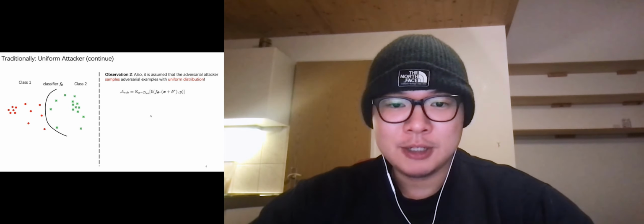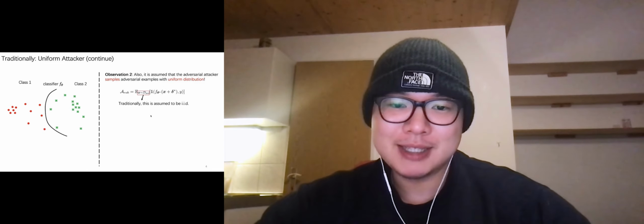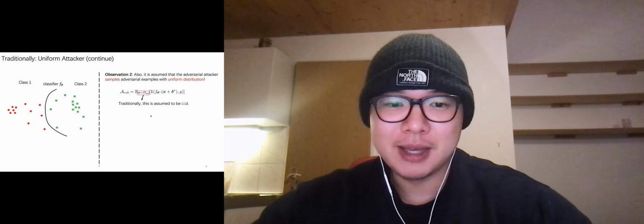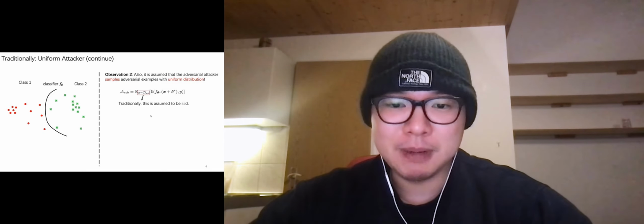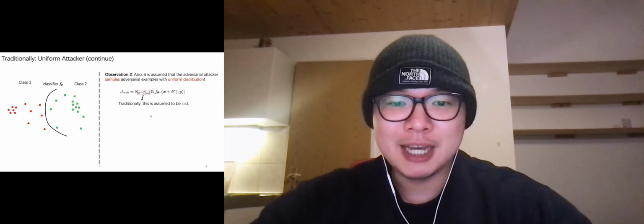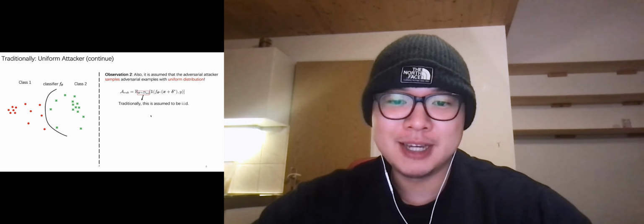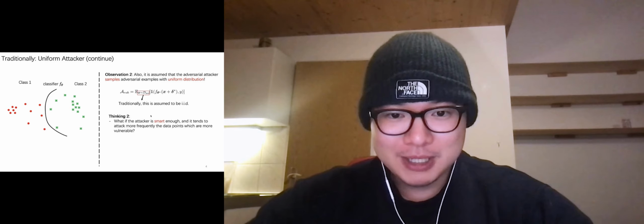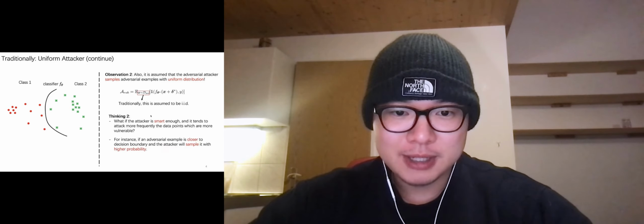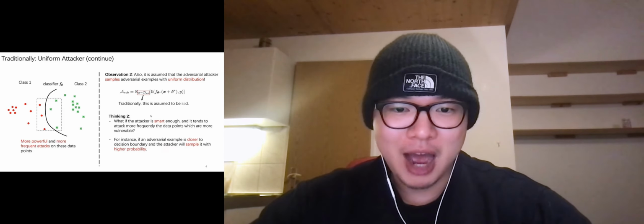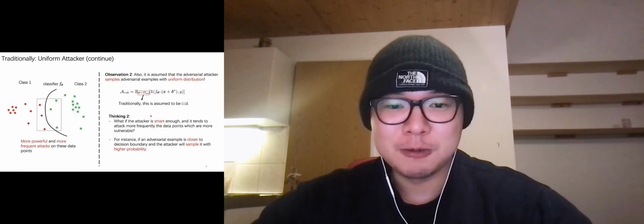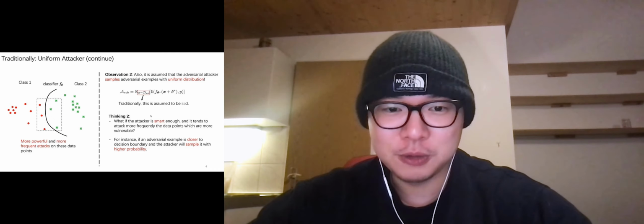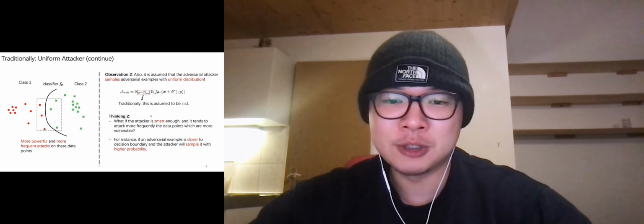Moreover, in the traditional test phase, it is usually assumed that the attacker will attack all test samples uniformly. That is, the robust accuracy is defined as the expectation of the 0-1 loss taken over a uniform distribution of test data. However, what if the attacker is smart enough to attack the vulnerable samples with higher frequency and higher probability? In this sense, the traditional metric might not be so appropriate to evaluate the robustness of a trained model.